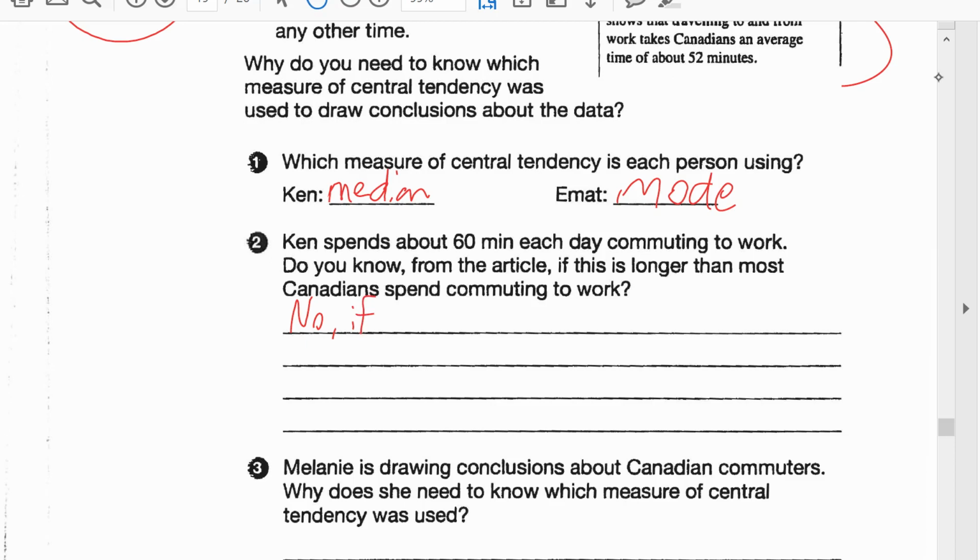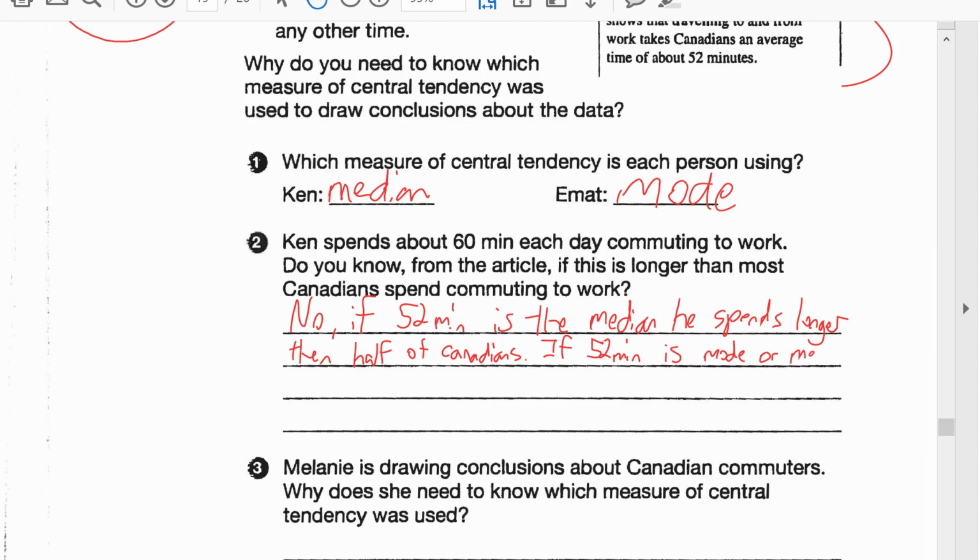Okay, so if 52 minutes is the median, he spends longer than half of Canadians. If 52 minutes is the mode or mean, you can't compare.